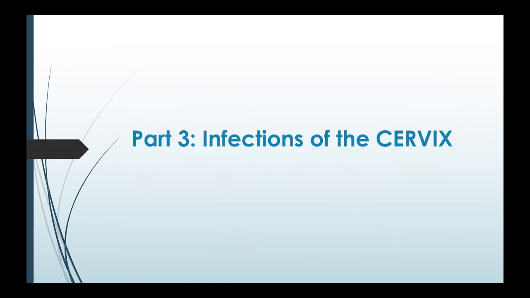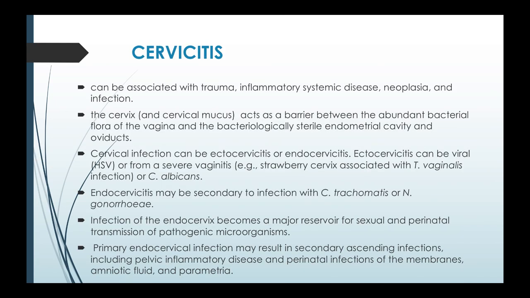Now we go to infections of the cervix. So we have cervicitis. This can be associated with trauma, inflammatory systemic disease, neoplasia, and infection. The cervix and cervical mucus act as a barrier between the abundant bacterial flora of the vagina and the bacteriologically sterile endometrial cavity and oviducts.